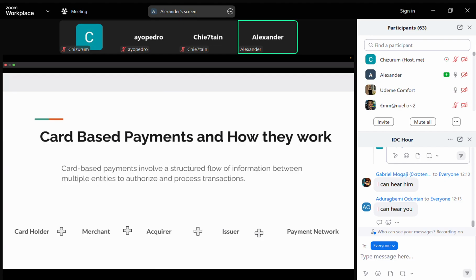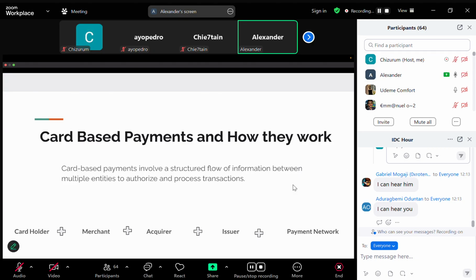So let's talk about card-based systems. We will practically focus more on card-based payments today, and we'll talk about how they work. If you look at the screen, you will see that I have the cardholder, merchant, acquirer, issuer, and payment network, right? These are the parties practically involved in card payment today.